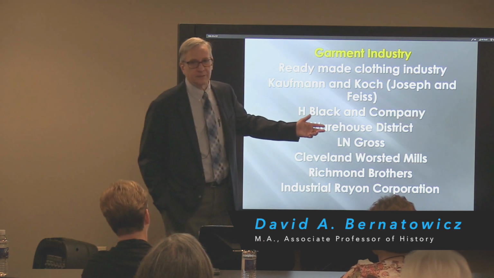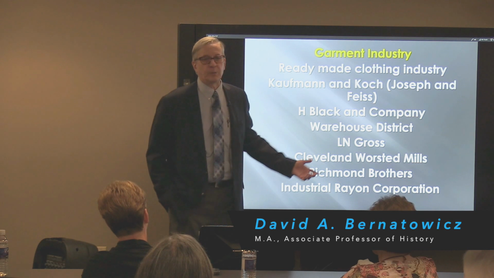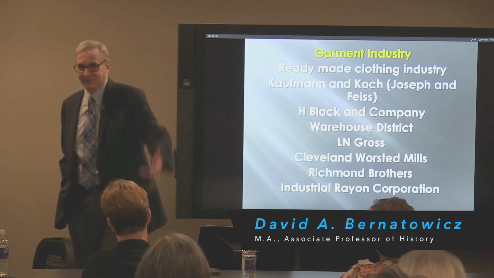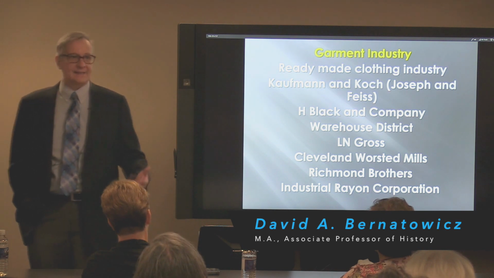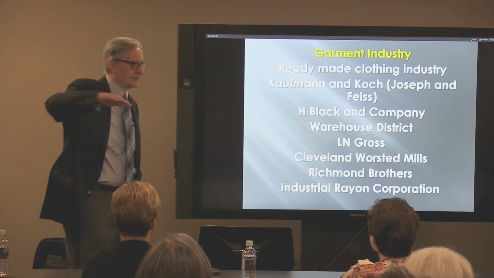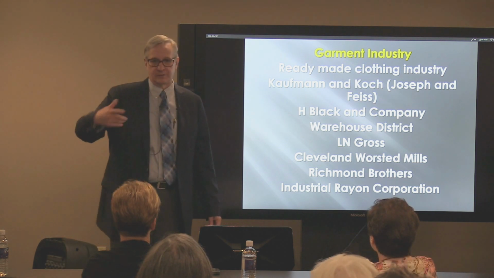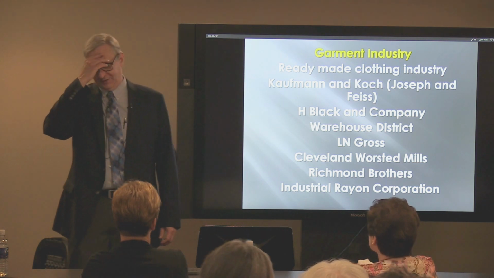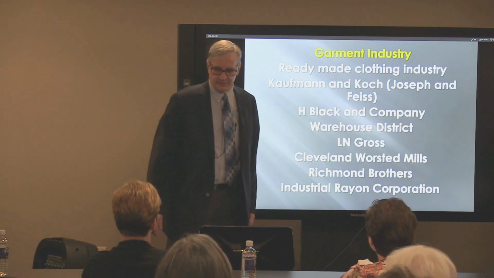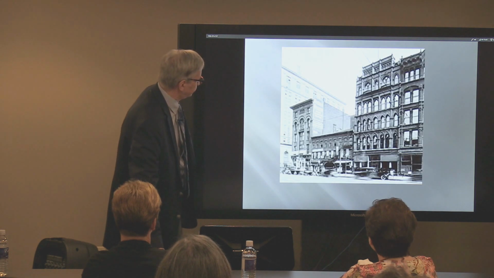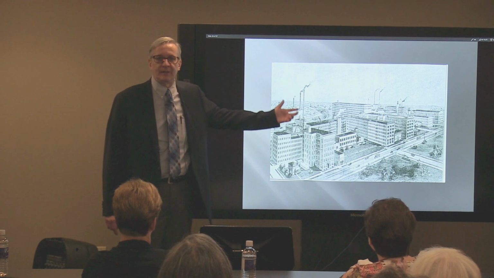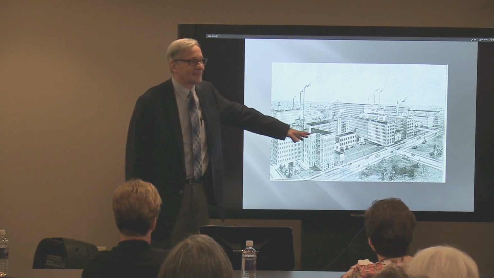H. Black and Company was another one. The warehouse district's first creation was as a garment industry. They started downtown and moved down into the flats, into what is called today the warehouse district, which is all trendy bars now, and of course not bars like I think of them. Cleveland Worsted Mills was one of the largest. It's not there anymore. Okay, the building's still there, but the company is not.